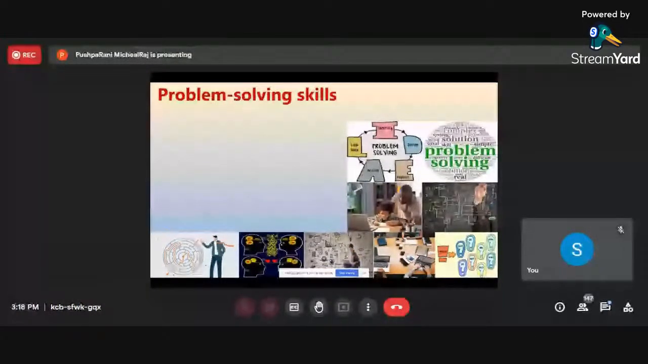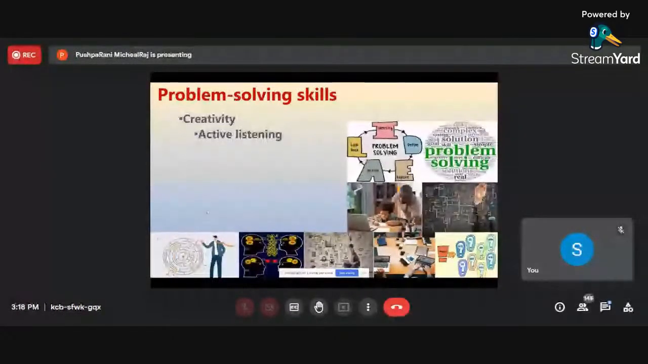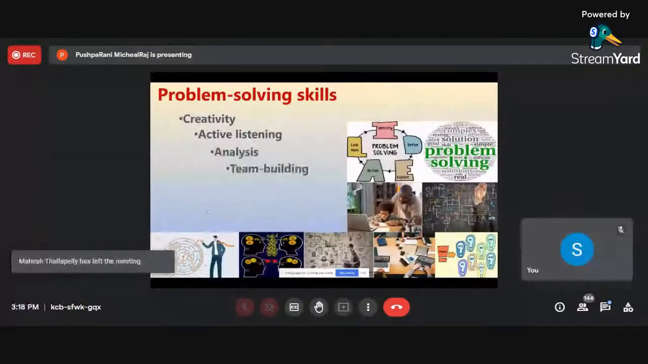Being an effective problem solver will increase your research skill. If you have a better problem solving skill, you have a better research skill, by allowing you to successfully identify the issues that come across your research questions, and you will find the solutions to a particular problem and particular sub-questions. A good problem solving skill must have creativity, active listening, analysis, team building and communication.